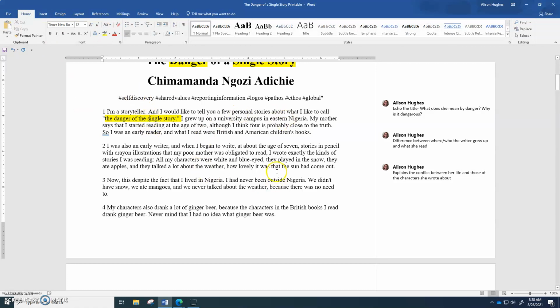Because now that I've started to read this, I have a feeling that this text is going to give me a series of small stories about why a single story is dangerous. So this first anecdote in paragraphs 2, 3, and 4 about her characters and ginger beer is explaining this disconnect. So I'm assuming she's going to continue telling little snippets of her life and her experience that illustrate the idea of the danger of a single story.